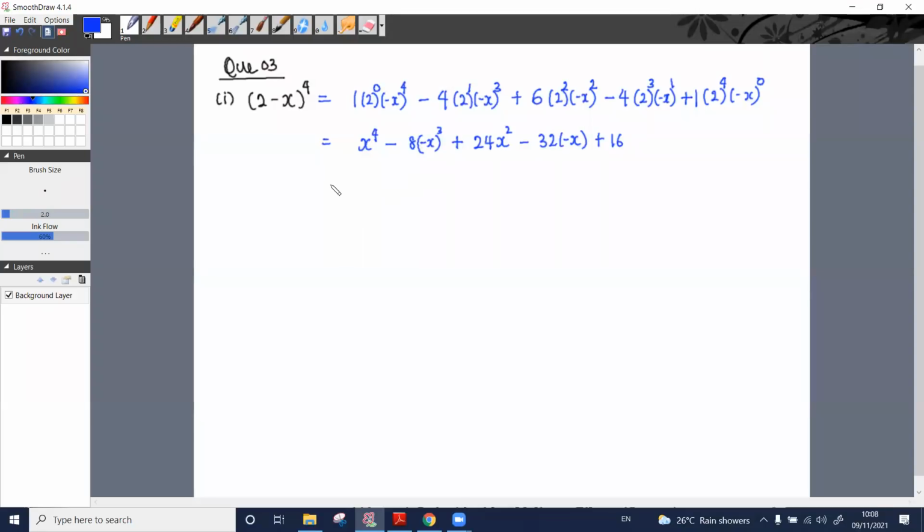So here how it should be, x to the power 4, here it will become minus 8 x to the power 3, minus 8x to the power 3 into minus, that will become plus 8 x to the power 3. Here it is 24 x squared. Here this is minus 32 x, minus into minus, it will become plus, plus 32 x and plus 60. So this should be the final answer.